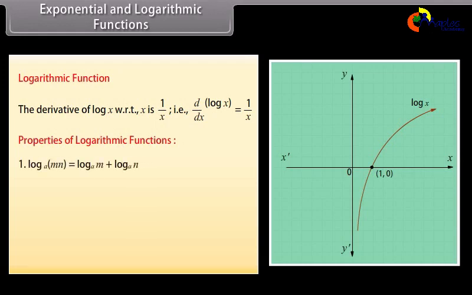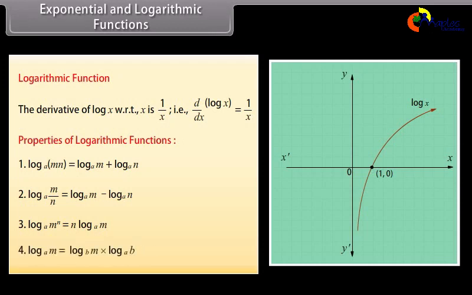1. Log mn to the base a is equal to log m to the base a plus log n to the base a. 2. Log m by n to the base a is equal to log m to the base a minus log n to the base a. 3. Log m raised to the power n to the base a is equal to n into log m to the base a. 4. Log m to the base a is equal to log m to the base b into log b to the base a.